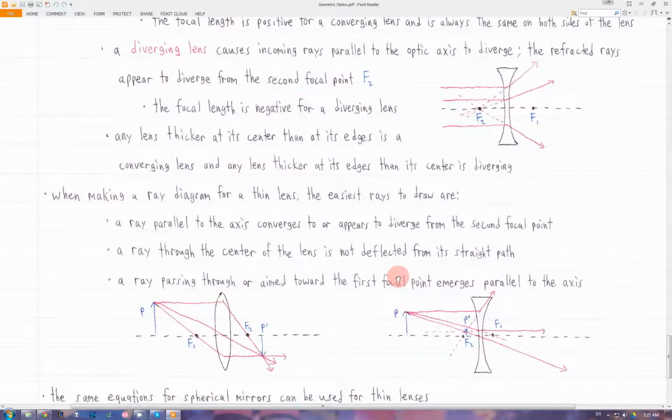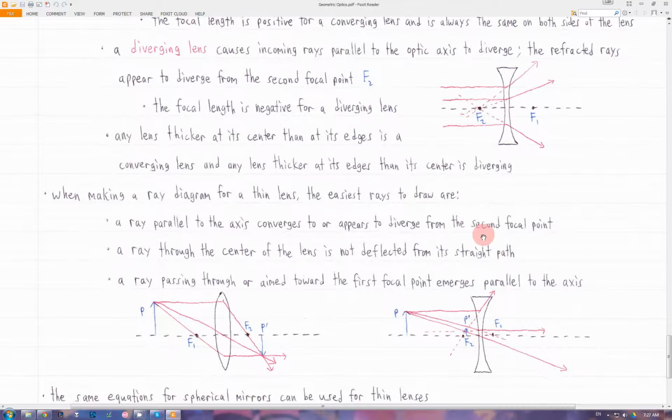And the last easy ray is if a ray is passing through the first focal point on its way to the lens, then it's going to emerge after the lens parallel to the principal axis. In a diverging lens, this means that if the ray is appearing to head towards the first focal point, as you can see here, but it hits the lens before it actually passes through it, it's still going to emerge parallel to the principal axis.